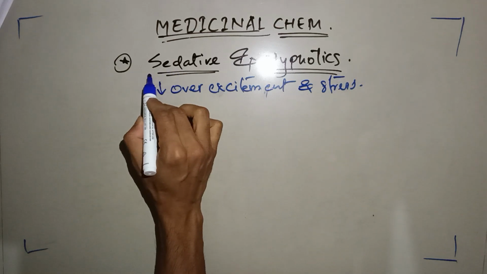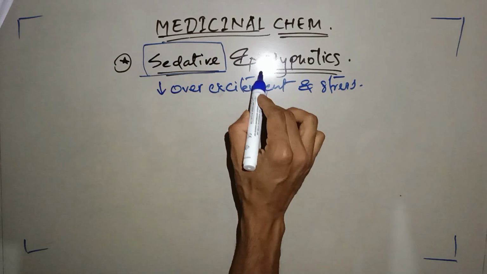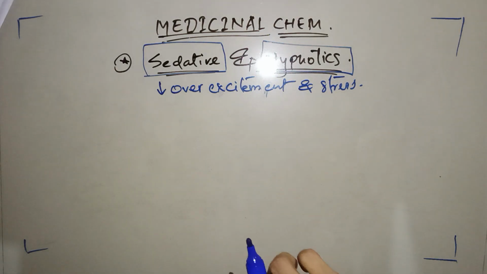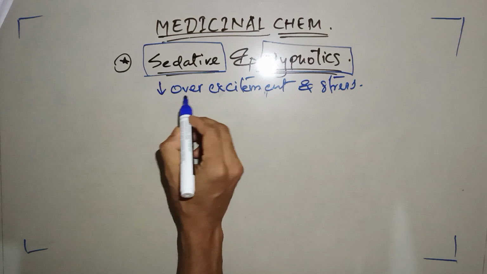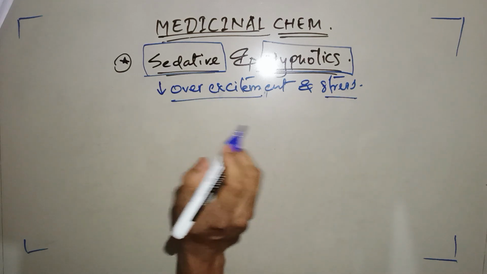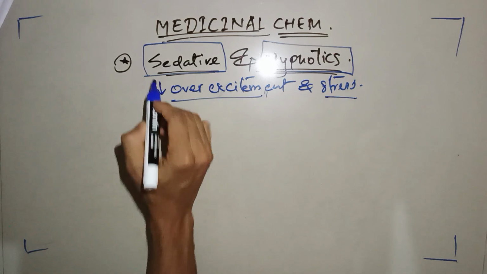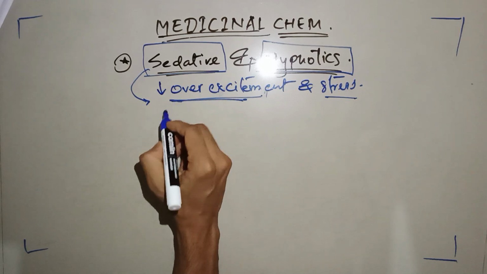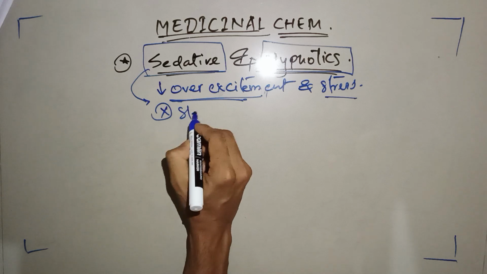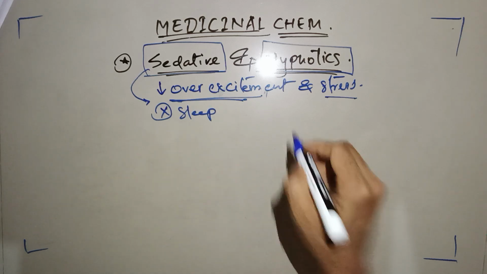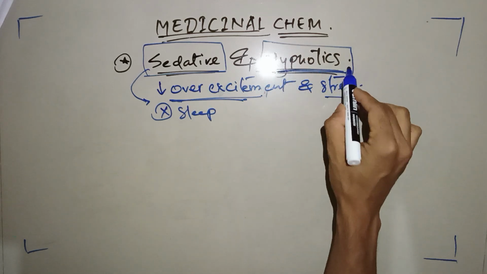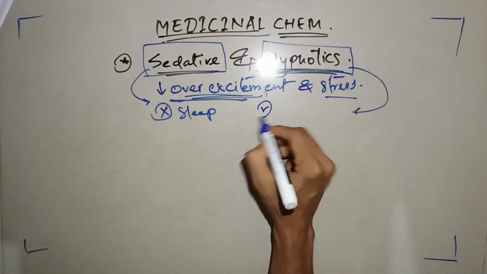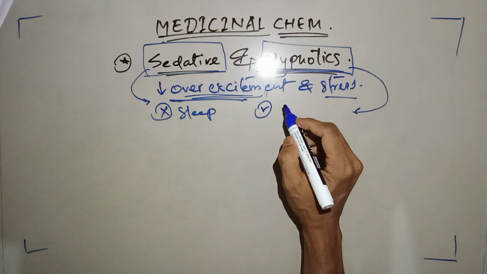Now in this, you should know what exactly sedatives and hypnotics are. Both are used to reduce overexcitement and stress, but a sedative is the agent which reduces overexcitement without inducing sleep, whereas hypnotics are the agents which also reduce overexcitement and stress with inducing sleep also.